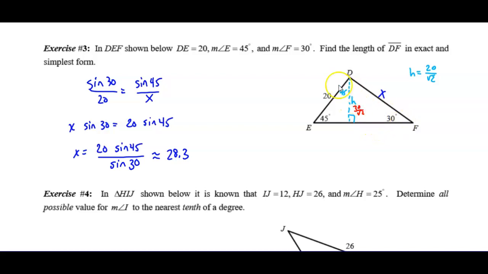And then that's my short side, right? Across from the 30-degree angle. So to get to the hypotenuse in a 30-60-90 triangle, I just multiply by 2. So 20 over root 2 times 2 is equal to 40 over root 2. And then I can just multiply by root 2 in both positions to simplify further. So I'd have 40 root 2 over 2, which is equal to 20 root 2. So that's another way to think about it in simplest form, using my special right triangle techniques. This is my trig form, and this is my 30-60 form.